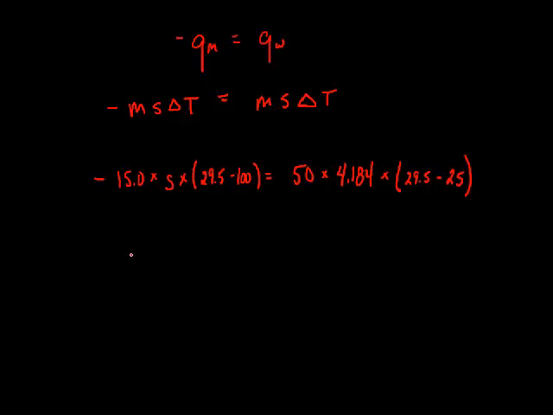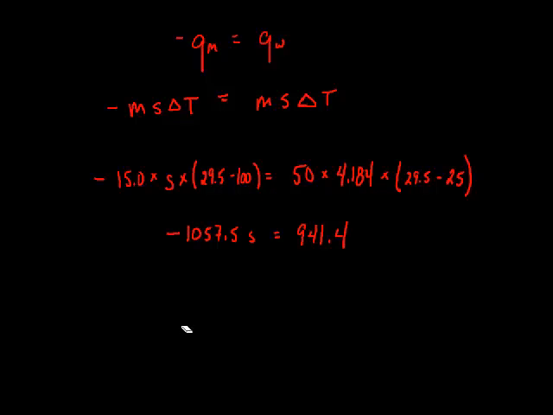Okay, so let's see, 29.5 minus 100. Might as well multiply that by 15. Yep, times 15. That's going to be a negative 1057.5 times S, is equal to, now we can do this, 29.5 minus 25, 4.5, and multiply that by 4.184. 4.184 times 50 comes out to be 941.4. Okay, and we'll divide both sides by the negative 1057.5. Well, the negative sign actually goes away, Mr. Kane. 29.5 minus 100 cancels out.